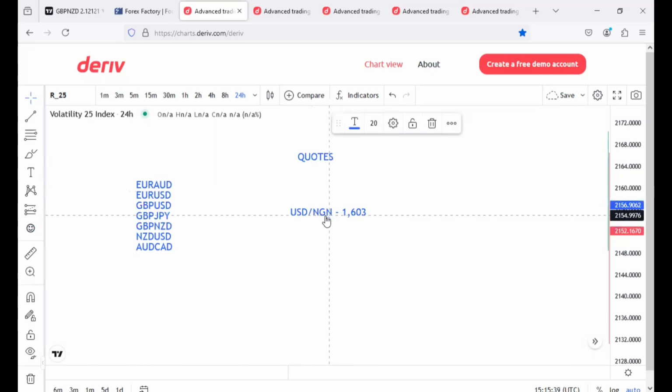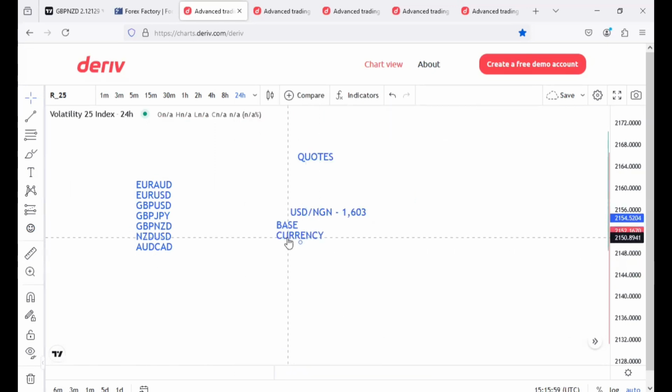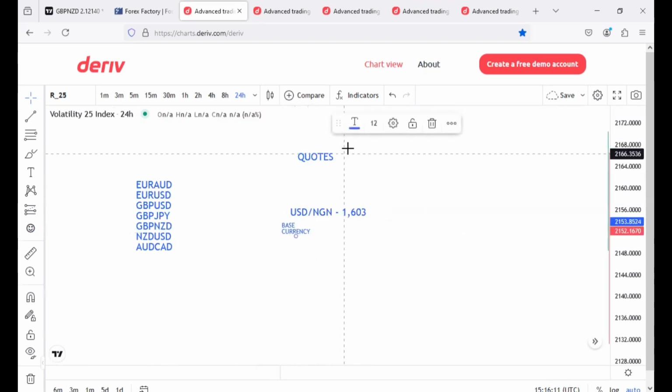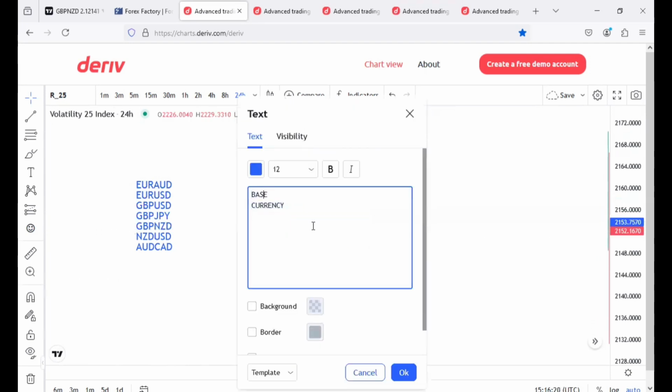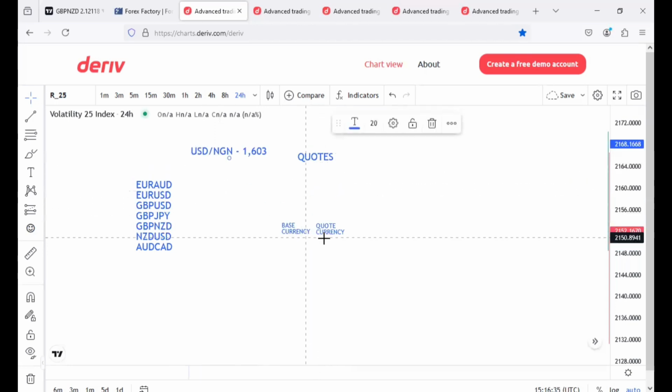Whenever you see something like this, the one on the right is what you need to buy the one on the left. This is the base currency, and this is the quote. I'll reduce the size. So USD is the base currency, and NGN is the quote currency. It's very, very straightforward.